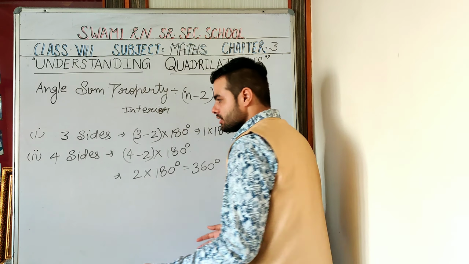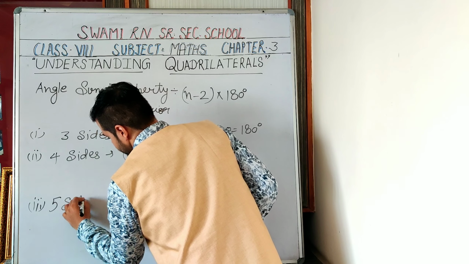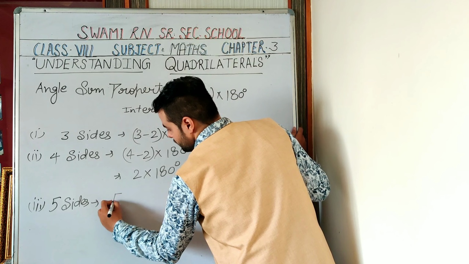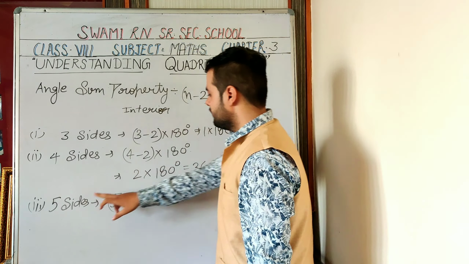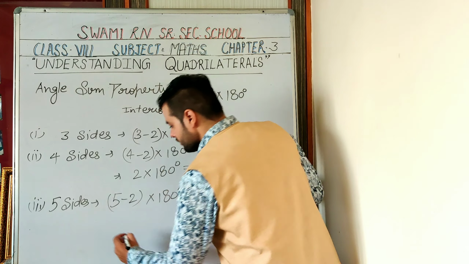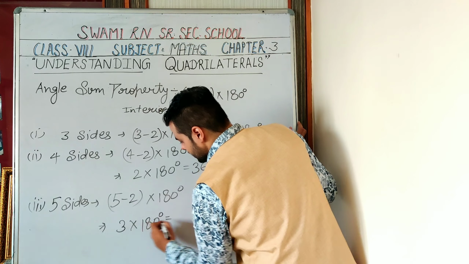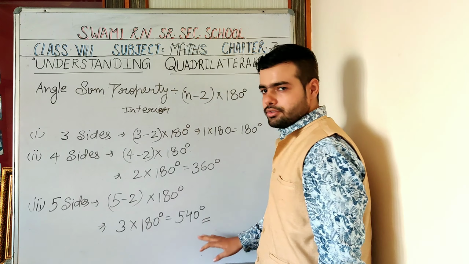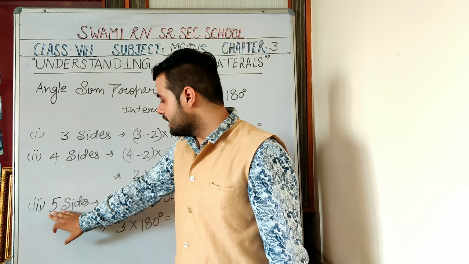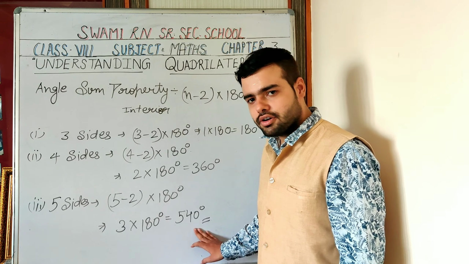Let me take one more, like 5 sides. (5 minus 2) multiplied by 180, because 5 is n. 5 minus 2 is 3, multiplied by 180, that is 3 eights are 24... 18 threes are 54, so that is 540 degrees. So we can say that the sum of interior angles of a 5-sided polygon is 540 degrees.